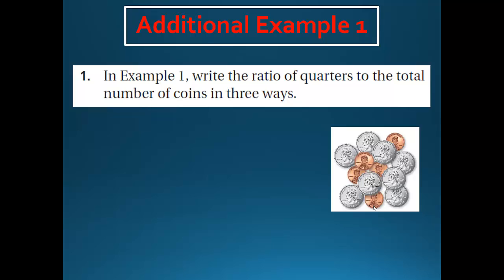So if we want to write the ratio of quarters to the number of coins, there are 8 quarters, and there are 13 coins. It would be 8 to 13. We can write that as a fraction. We can also write 8 to 13 with the word "to" in between. Or we can write 8 to 13 using a colon. So 8 to 13.